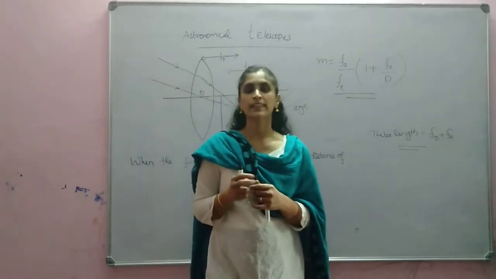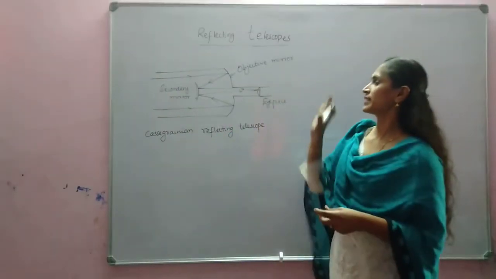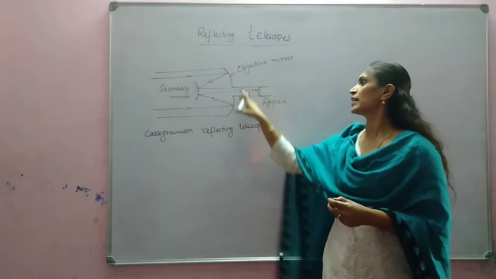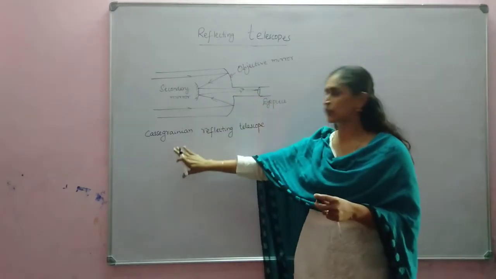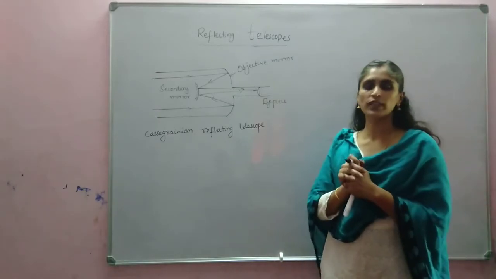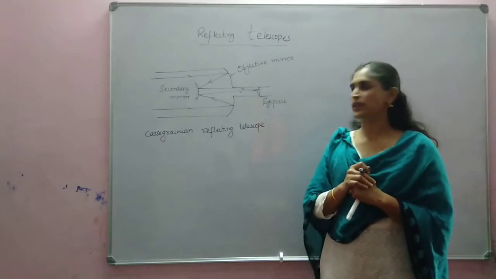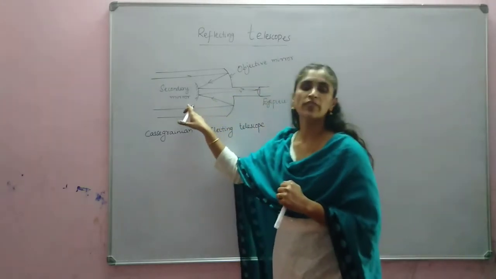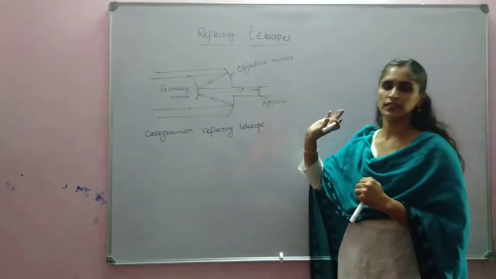In the reflecting telescope, I already told you the objective will be a mirror. Here a parabolic mirror is used, and this type of reflecting telescope is known as the Cassegrainian reflecting telescope. The Newtonian reflecting telescope is also there, where we use a plane mirror and a concave mirror, but here we use a parabolic mirror and a convex mirror, and the eyepiece is a simple convex lens itself.